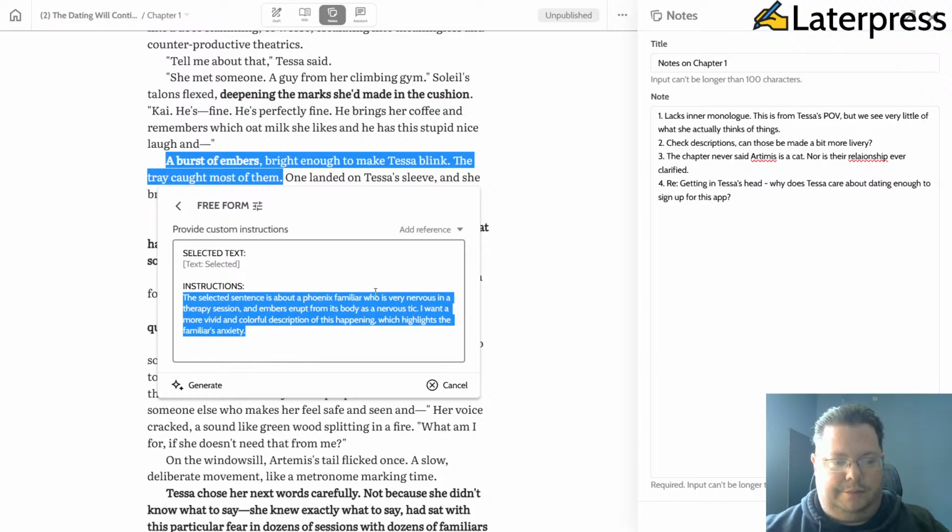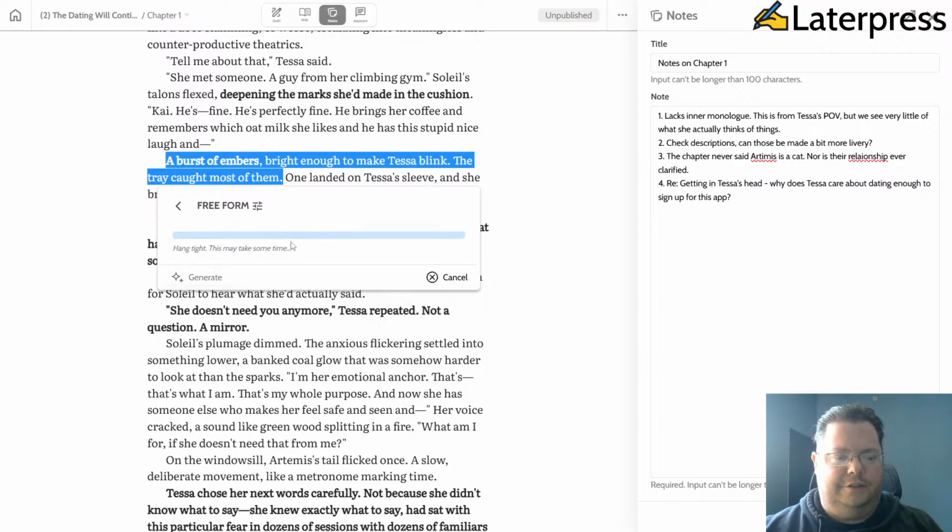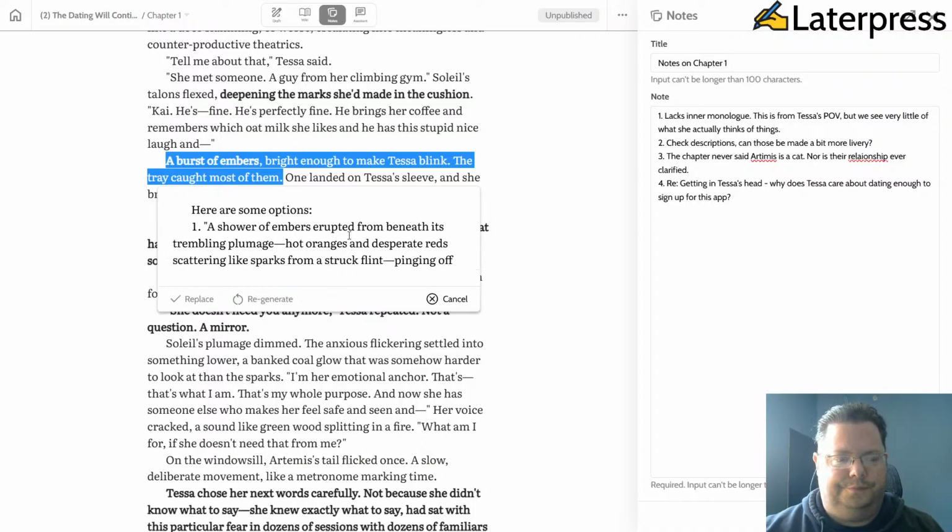Okay, so my guidance is going to be: the selected sentence is about a phoenix familiar who is very nervous in a therapy session, and embers erupt from its body as a nervous tick. I want a more vivid and colorful description of this happening, which highlights the familiar's anxiety. So I'm acting like an editorial director here, explaining the direction and my intent for how I want this sentence to go. And let's see what it gives me as an option.